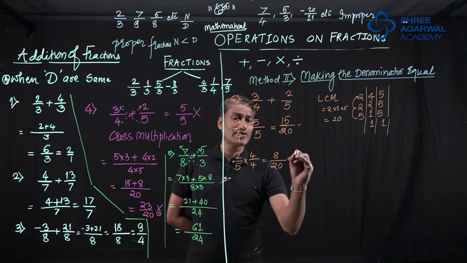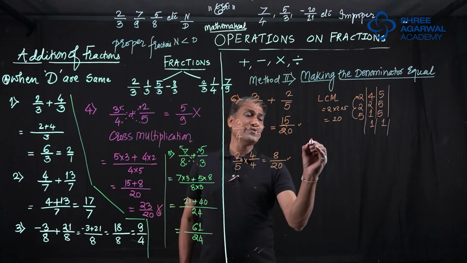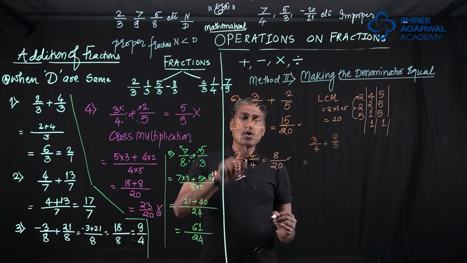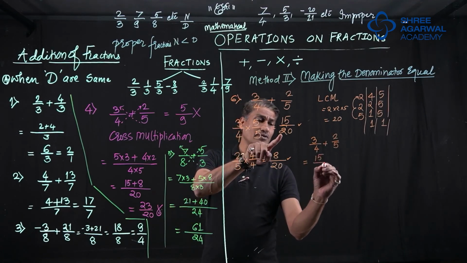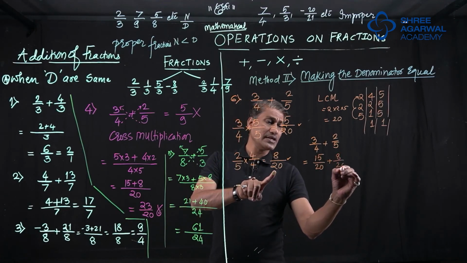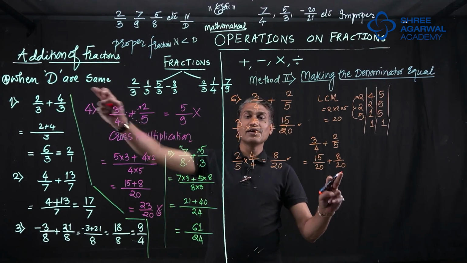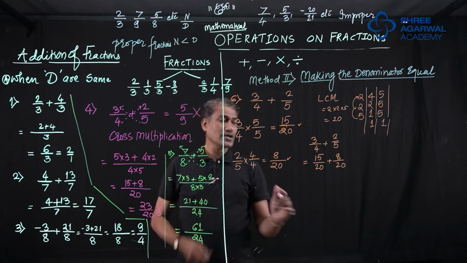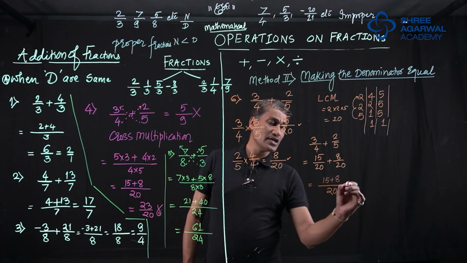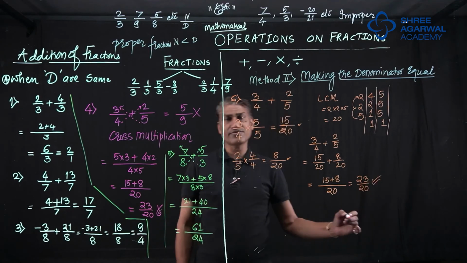Now these are the two fractions which we have with same denominators. So now I will take 3 upon 4 plus 2 upon 5 is equal to, what is 3 upon 4? 15 upon 20. And what is 2 upon 5? 8 upon 20. Now they came in this format, same denominators. Now when the denominators are same, you know what to do. Keep the denominator same. Simply add the numerators. It means we get the number 23 upon 20. This is the final answer.